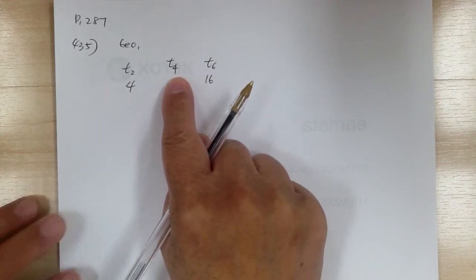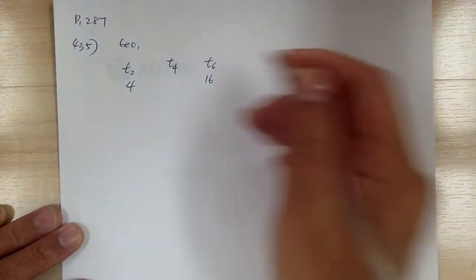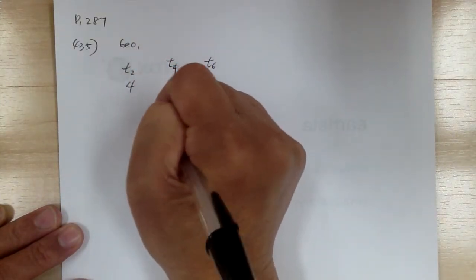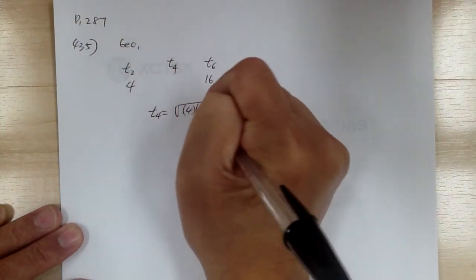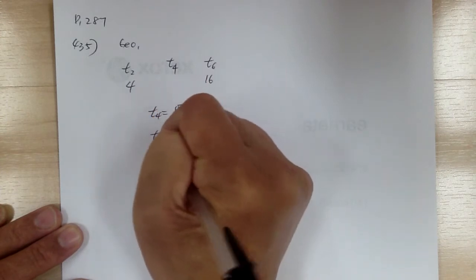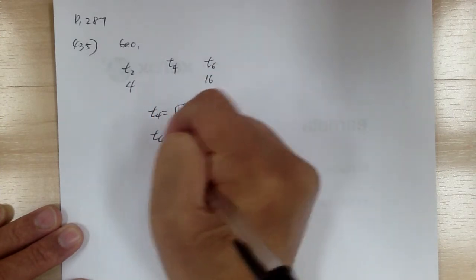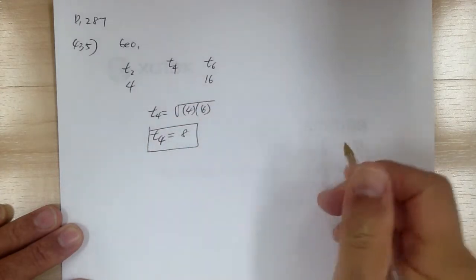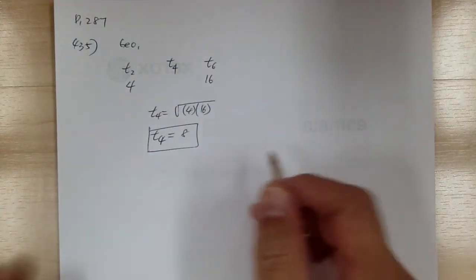So the easier way to do it is to just use the geometric mean technique. So T4 will equal the square root of 4 times 16, so T4 will equal 8. And that's it. Okay, let's go to the next one.